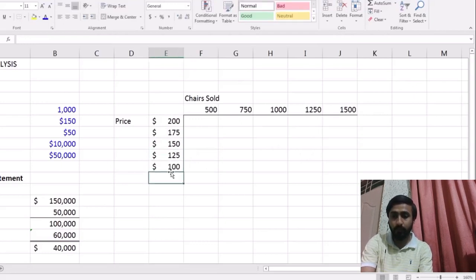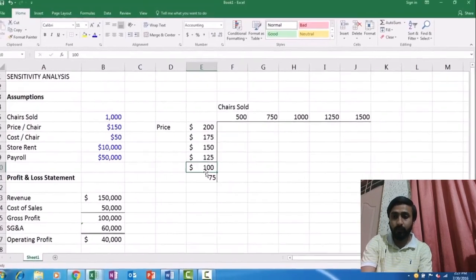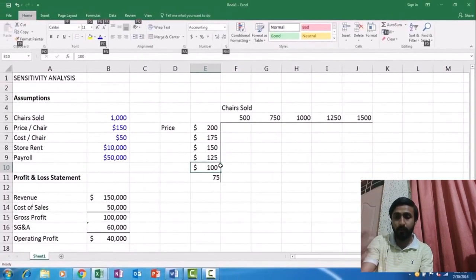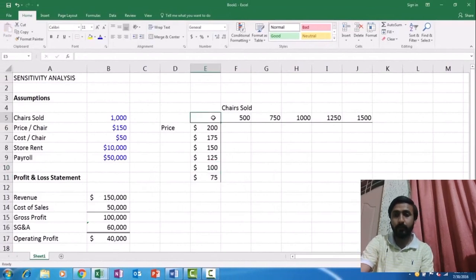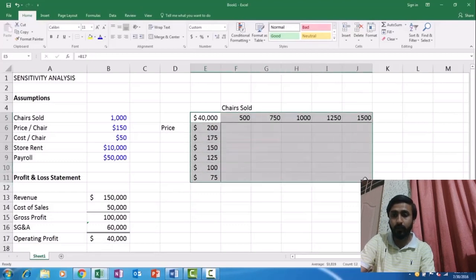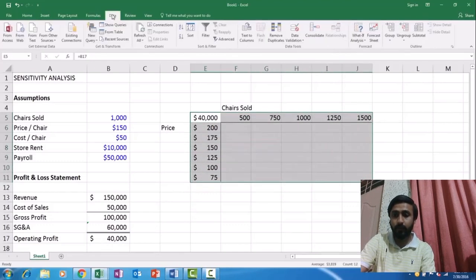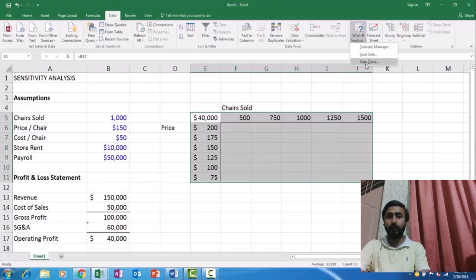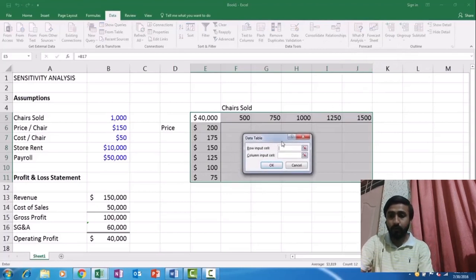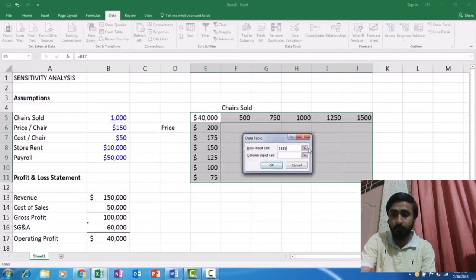So now that we have set up the basic table, there is one last setup: you need to think about the table's output, which is operating profit. So you link it in here in the corner of the table. At this point, you highlight the entire table including the corner. You go to Data, then What-If Analysis, select Data Table, and for the row input we have chairs sold, and you need to link in the actual assumption there. For the column input we have price. So we link in price, and if we click OK, we will populate the table with operating profit.